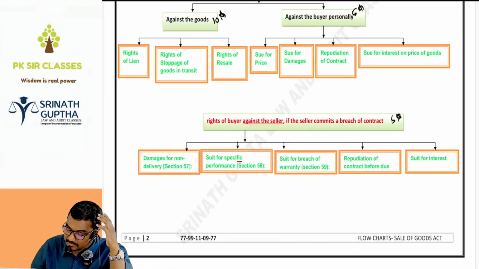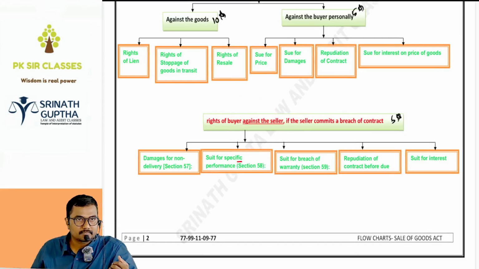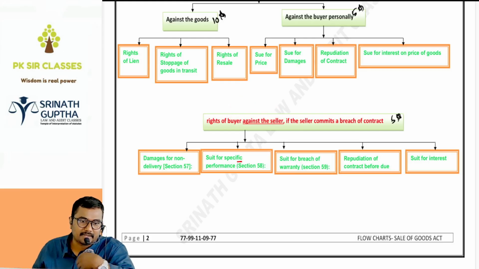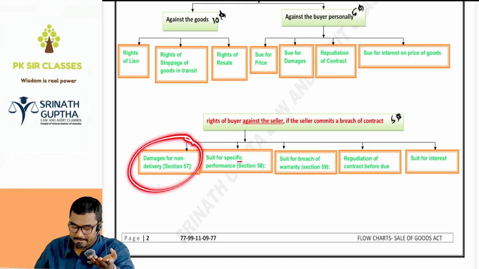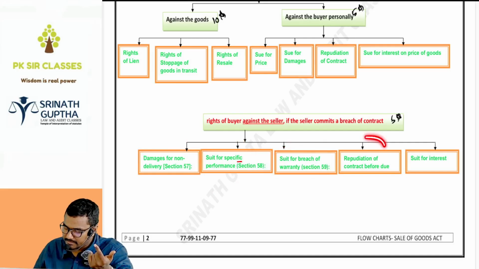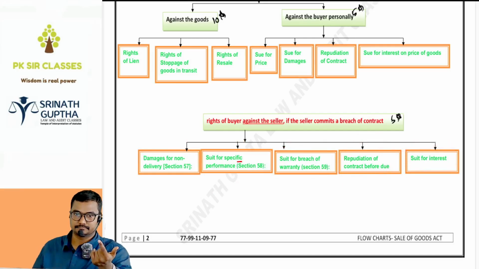And rights of the buyer on unpaid seller. For example, he may be seller or unpaid seller. I am selling the goods to Rajni, but I am not giving the goods to Rajni. Whose fault? Seller's fault. Rights of buyer: buyer can sue for the damages, sue for the specific performance, sue for the breach of warranty, sue for the cancellation of the contract, sue for the interest.